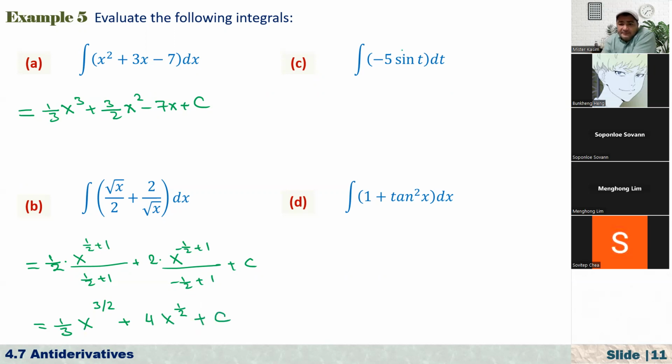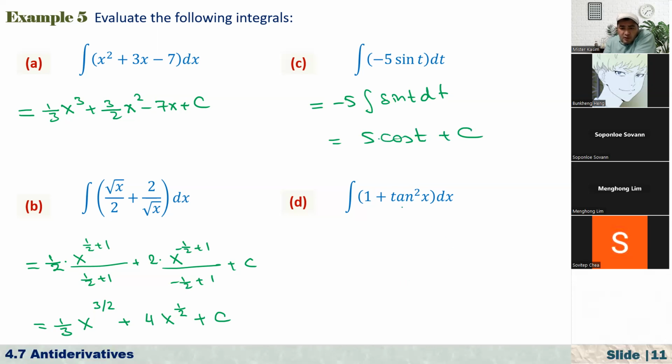And how about c? What function's derivative is minus sine of t? Actually, we have negative 5 times the integral of sine of t dt. What function's derivative is sine of t? It is minus cosine. That's why minus minus is plus. So here we have 5 times cosine of t plus c.